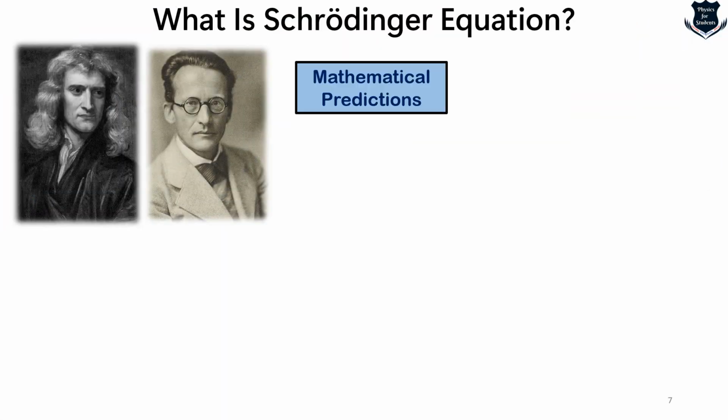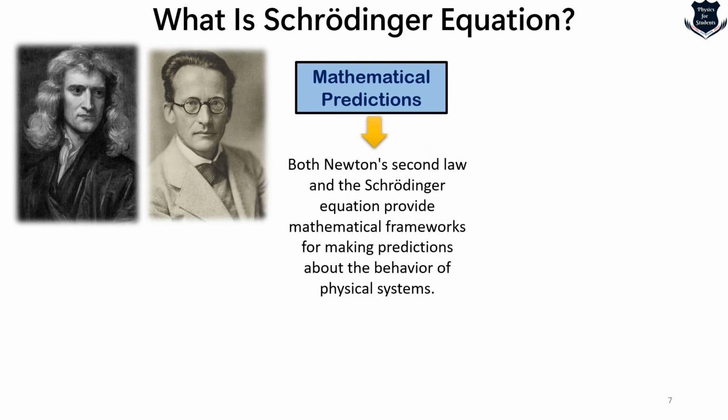So the first thing that we need to understand is that both the equations provide mathematical predictions. Both Newton's second law and the Schrodinger equation provide mathematical frameworks for making predictions about the behavior of physical systems. Say for example, in classical mechanics, Newton's second law relates the forces acting on a particle to its acceleration and velocity. Similarly, the Schrodinger equation describes the evolution of a quantum system's wave function in terms of its energy and the Hamiltonian operator. So in both cases you can see that given the initial conditions, you can make a prediction about the future state of the system, whether it is Newtonian or Schrodinger.